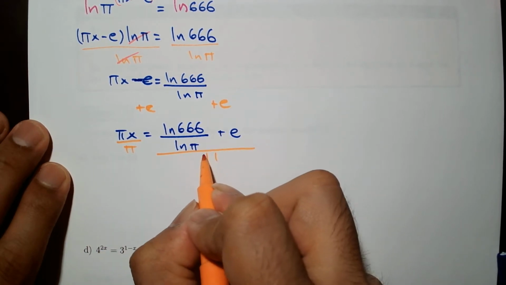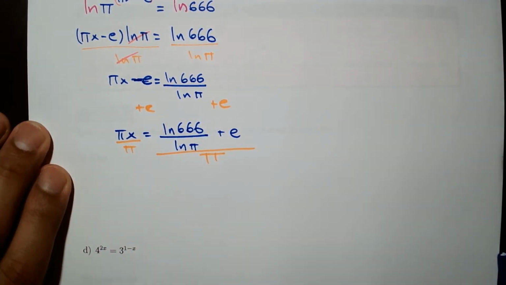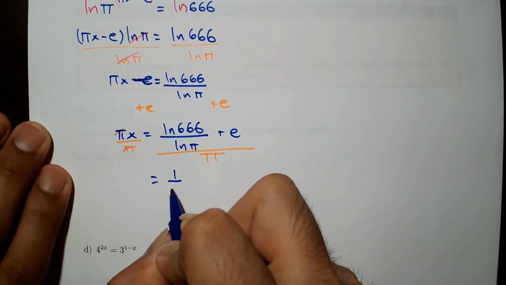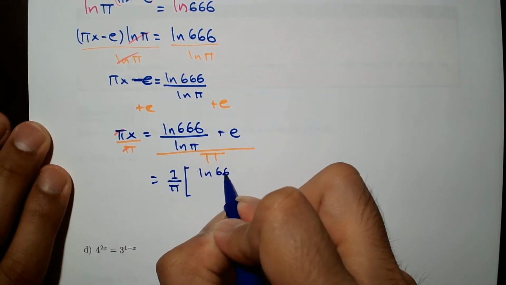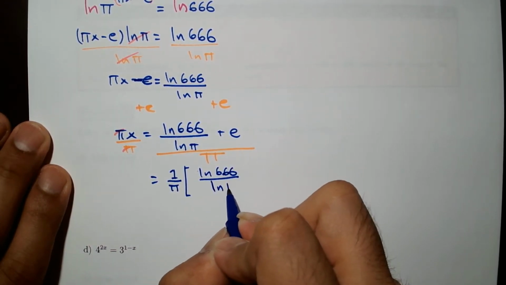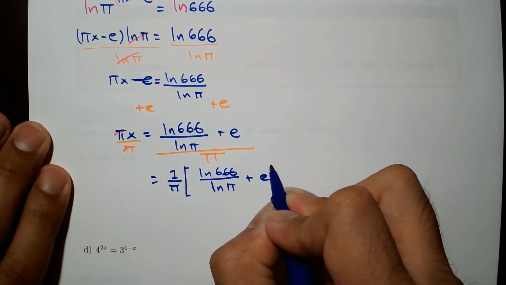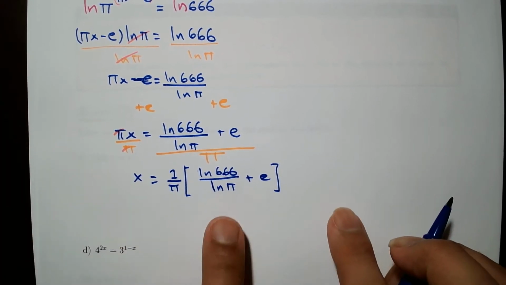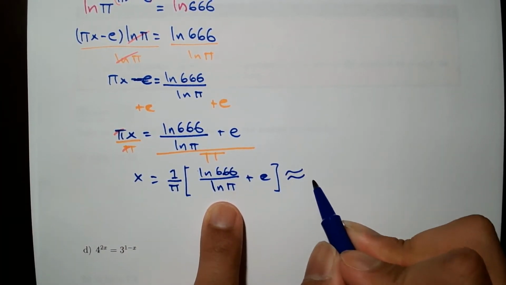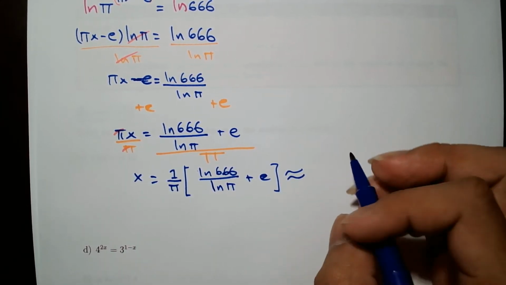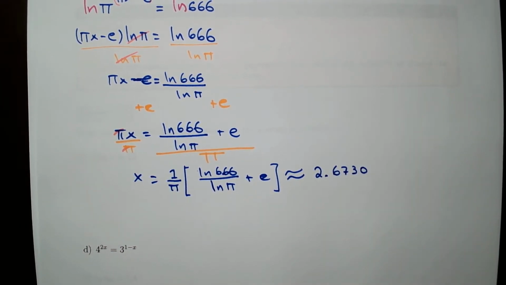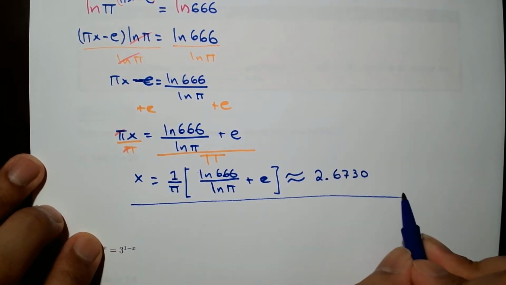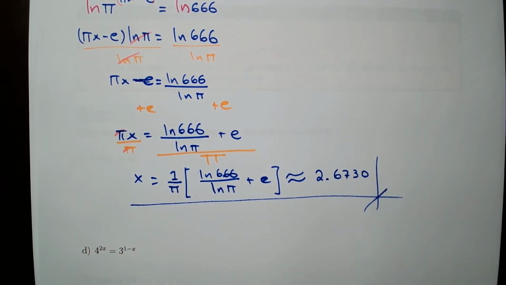Okay, this is gonna be weird looking, the division by pi here. However, dividing by pi is the same as multiplying by 1 over pi. And that multiplies ln of 666 over ln of pi plus e. And that's x. So that's the exact answer. The approximate answer will be 2.6730. We're rounding to 4 decimal places. This is our final answer here.